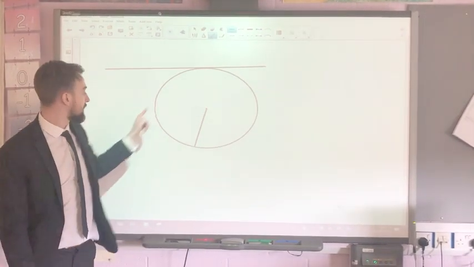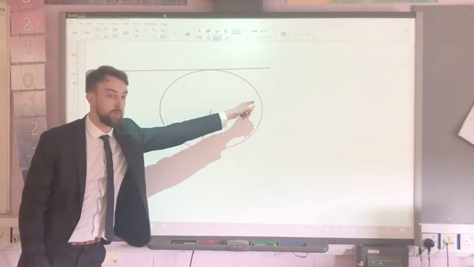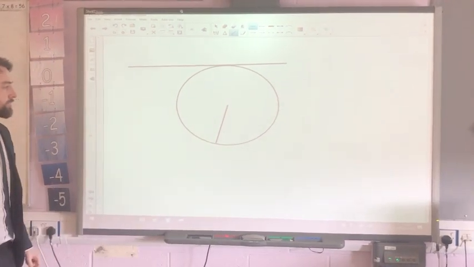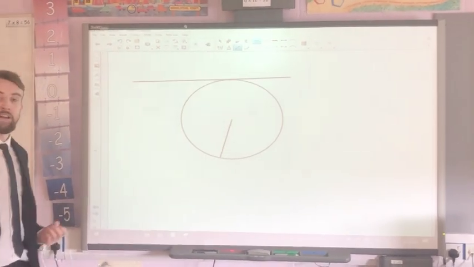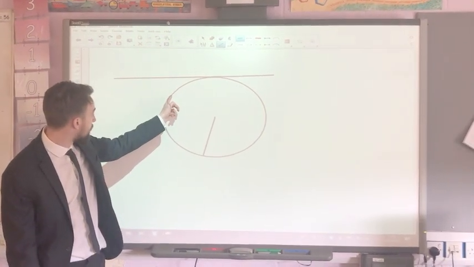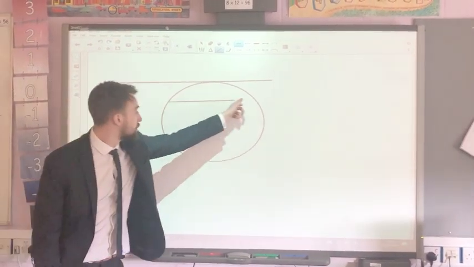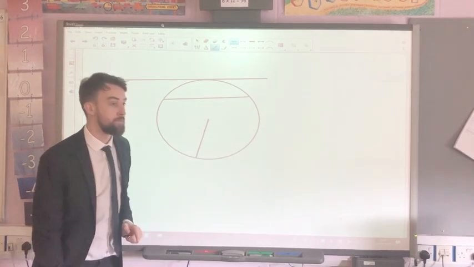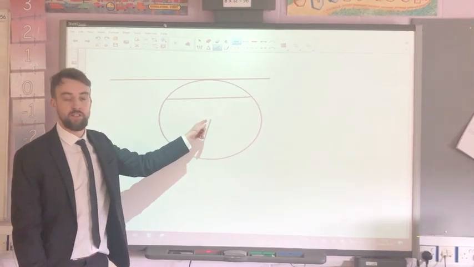Doesn't have to be at the top, it could happen down here, it could happen here, it could happen here, it could happen here. And the third thing is a chord. So a chord goes from one part of the circumference to another part of the circumference without touching the centre of the circle.